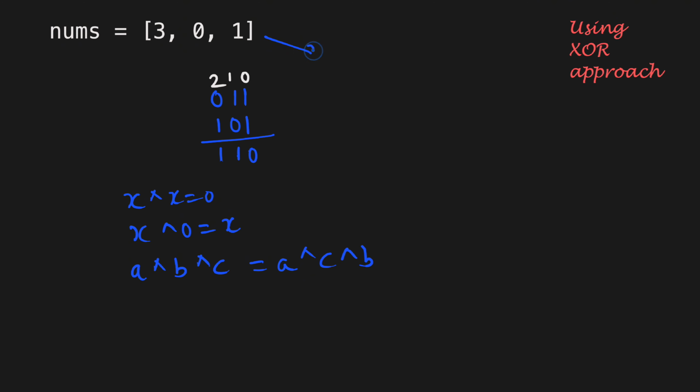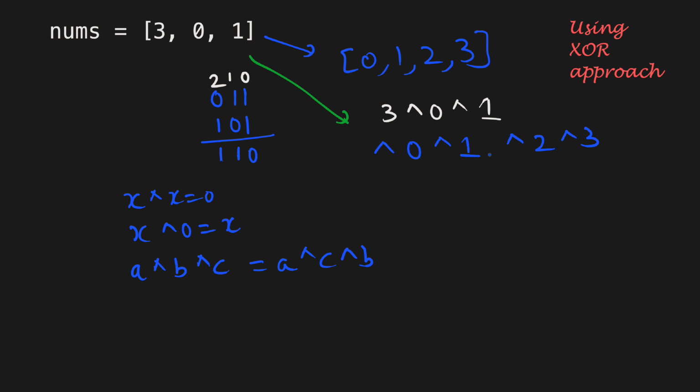So for this given array, the range is 0 to 3, containing the elements 0, 1, 2 and 3. So now if we XOR all the elements in the array and then XOR it with all the expected numbers in the range, the magic will happen.